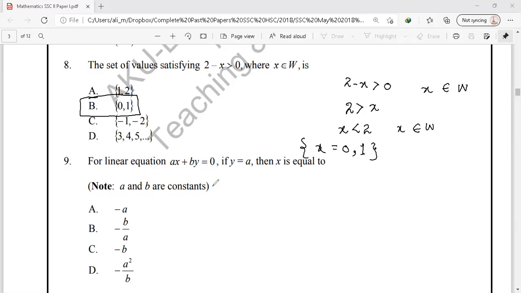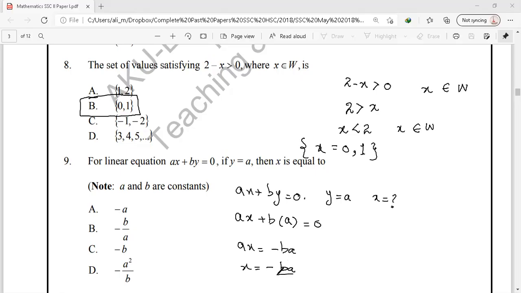In question number 9, again we have a linear equation, ax plus by equals to 0. And the question says that if y is equal to a, then we have to find the value of x. So let us substitute the value of y equals to a. So our equation would become ax plus b, and a in place of y, is equal to 0. So ax would be equal to minus ba, and x would be equal to minus ba over a.